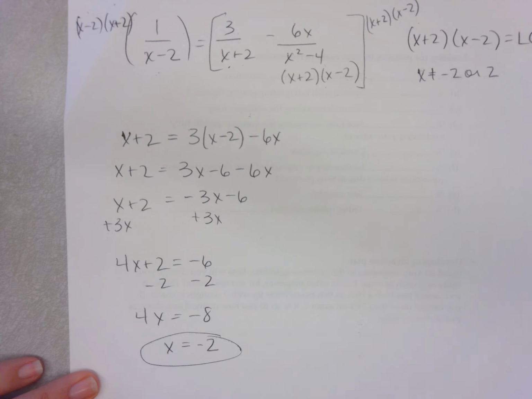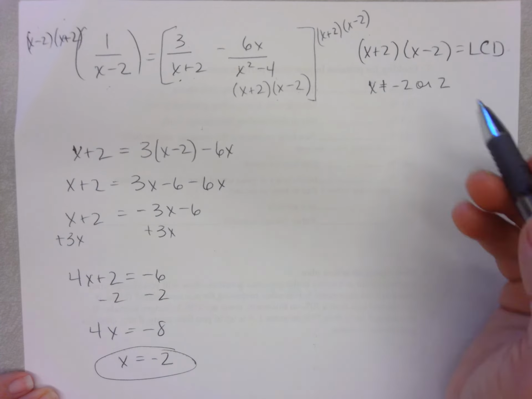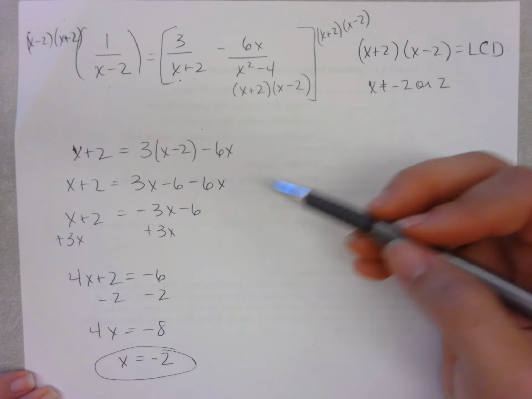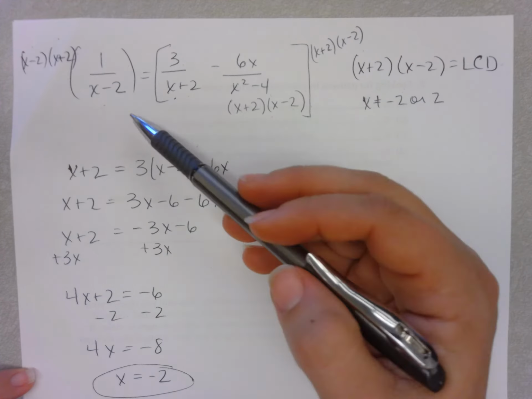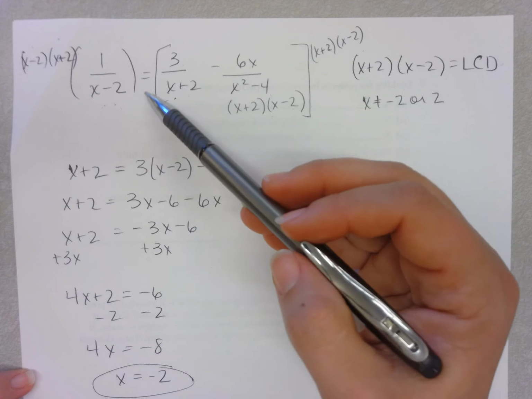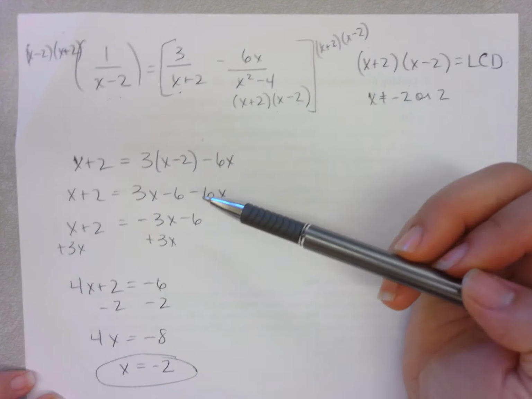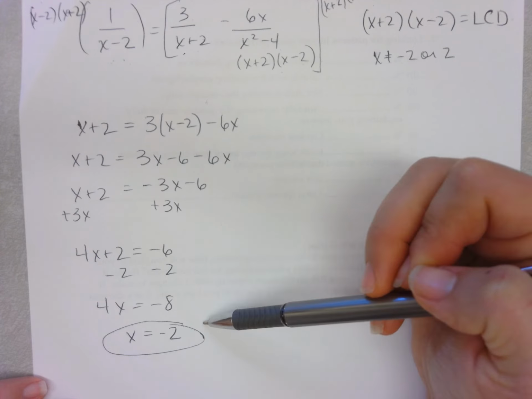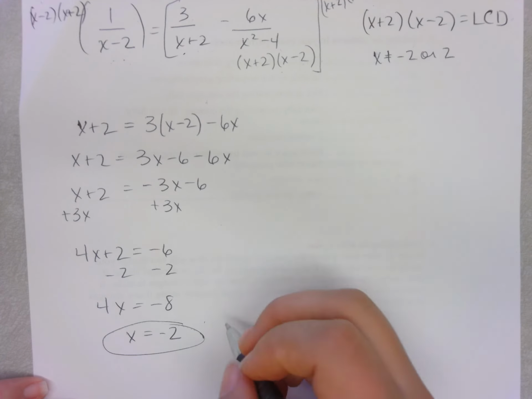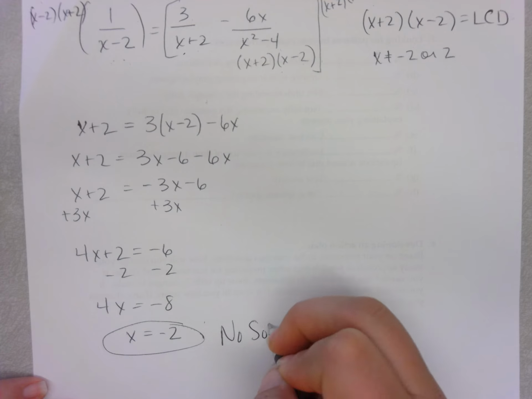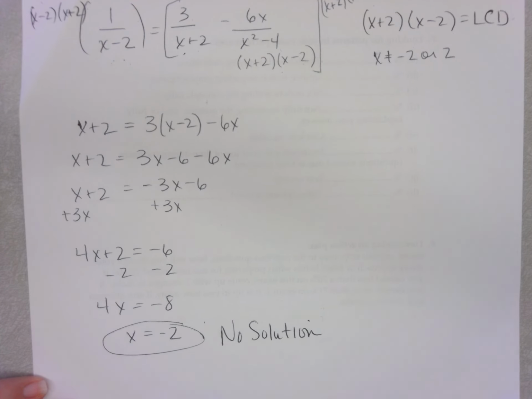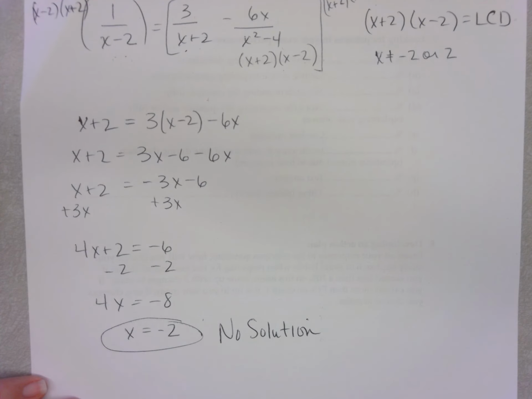Oh, but wait, right? Negative 2 I cannot use, because when I try to put negative 2 in, guess what? When I put it in here, I'm dividing by 0. So that was the only solution I got, and since it doesn't work, this is a no solution. Okay? So that is our technique for solving rational equations.